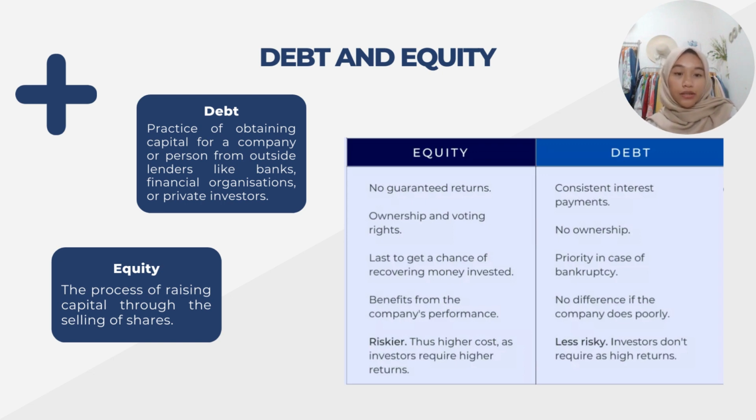For debt, it is consistent interest payment where there is no ownership. It is prioritized in the case of bankruptcy. There is no difference if the company does poorly. It is less risky because investors don't require as high return.